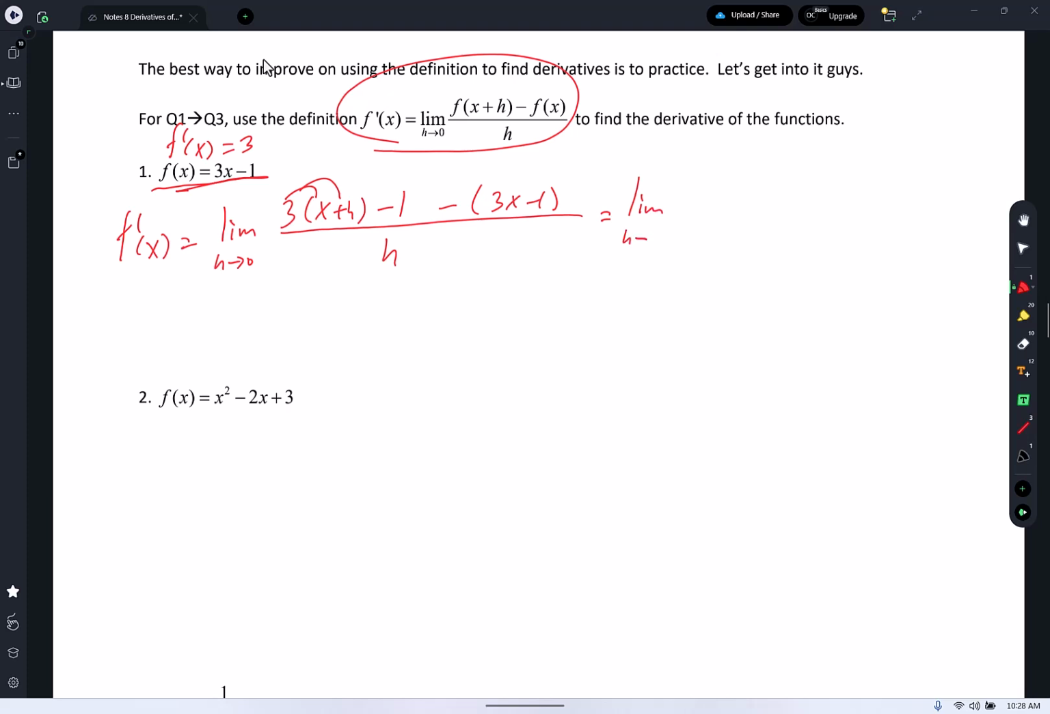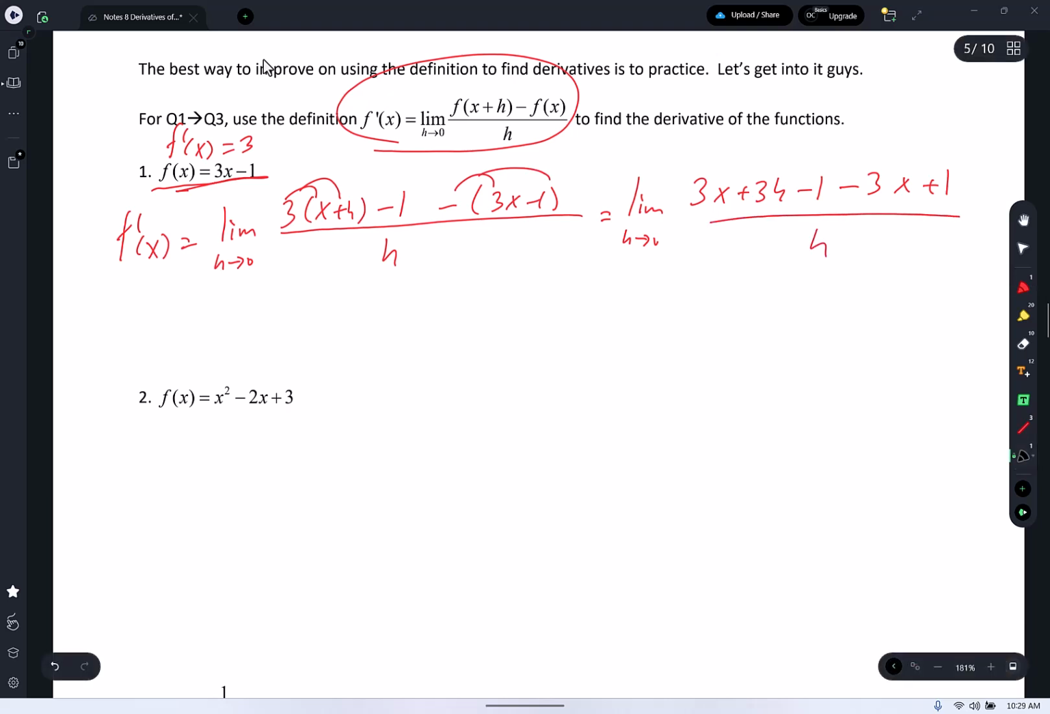Limit as h approaches 0. Let's see, 3x plus 3h minus 1 minus 3x plus 1. I'm distributing the negative. All over h. What cancels out? Or what zeros out, I should say? The 3x's? What about the 1's? Do the 1's zero out? Negative 1 and positive 1? Yeah. Can I cancel out the h's? Yeah. What do I get? 3.